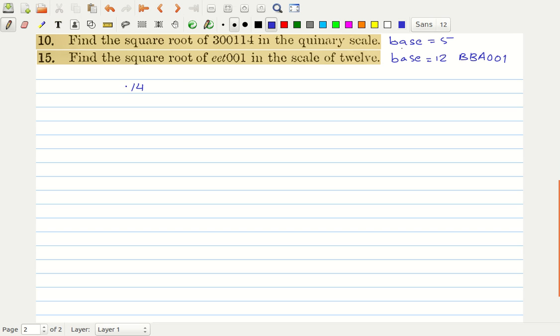So this is 1 4, 1 0 and 0 3, right? Now remember that this number is in base 5. So what is 30? 30 is going to be 5 times 3, which is 15. So what is that number whose square is just less than 15? That is going to be 3.